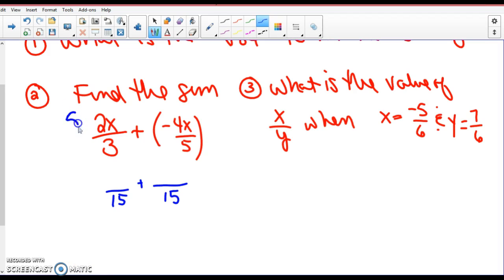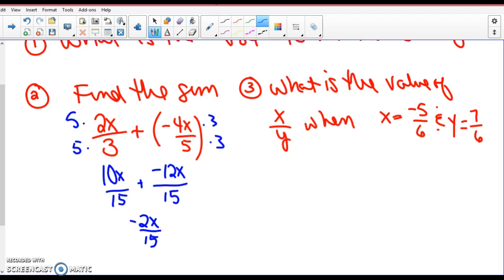First fraction, I need to multiply numerator and denominator by 5, so that will give me 10x over 15. Second one, I need to multiply numerator and denominator by 3, so it will give me negative 12x over 15. What is 10x over 15 plus negative 12x over 15? Correct. They are like terms because they both have an x. It's negative 2x over 15.